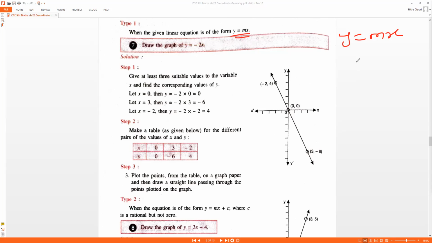Let us take one example, let's say this one: y is equal to minus 2x. Next time I'm going to tell you that this m is nothing but slope. We'll see what slope is.